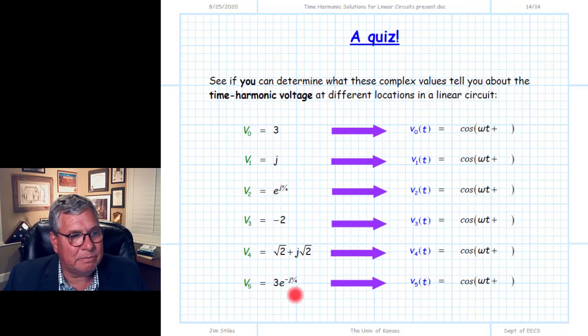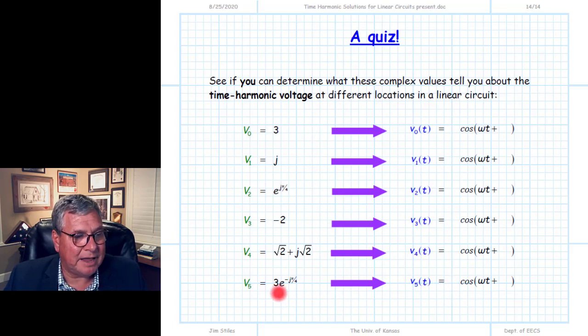I have a complex number which is 3 times e to the minus j pi over 4. That complex number has some real part. That complex number has some imaginary part. We're not really very concerned with that with respect to sinusoids. The real part and imaginary part doesn't help us much. What we're interested in is what is the magnitude of this complex number. Well, it's 3. And therefore the magnitude of the oscillation of voltage 5 is 3.